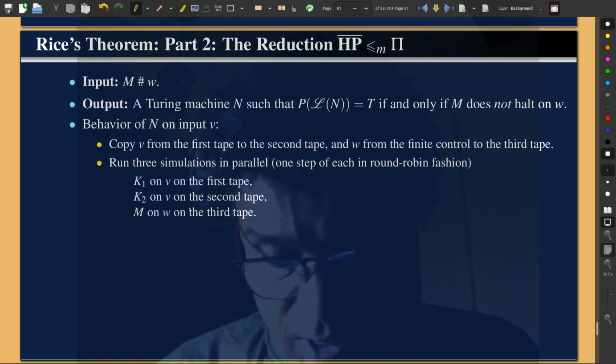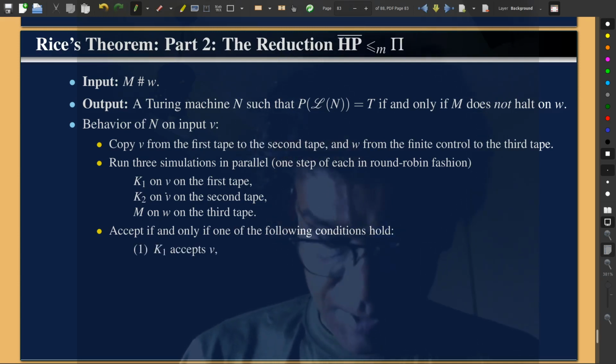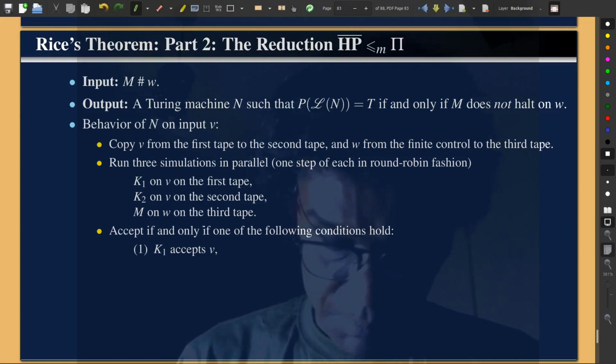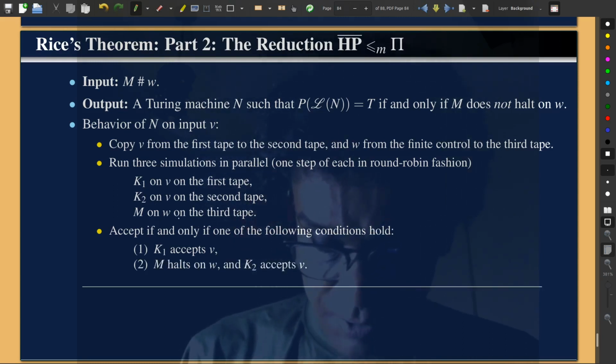And when will N accept? If and only if one of the following 2 conditions holds. One, K1 accepts V. Then irrespective of what K2 or M are doing in their simulations, accept. The second condition is K1 may fail to accept, but M halts on W in the third simulation, then accept if and only if K2 halts, not only halts but in the accepting configuration, on V, in this simulation.